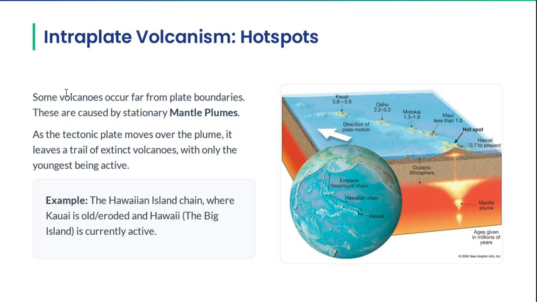Next, we can talk about the intraplate volcanism, which are hot spots like here. And this is when some volcanoes occur far from the plate boundaries, and these are caused by stationary mantle plumes. And as the tectonic plates move over the plume, it leaves a trail of extinct volcanoes, which only the youngest become active. An example of this is like the Hawaiian island chain, where Kauai is old, eroded, and Hawaii, the big island, is currently active, as you can see here.